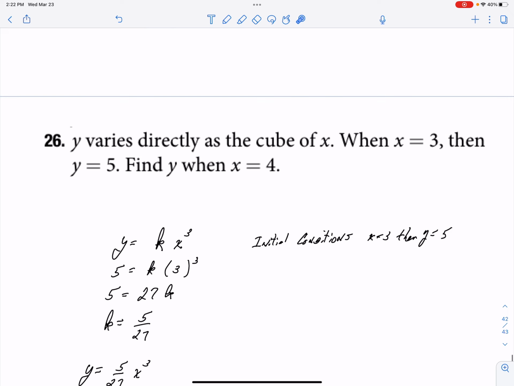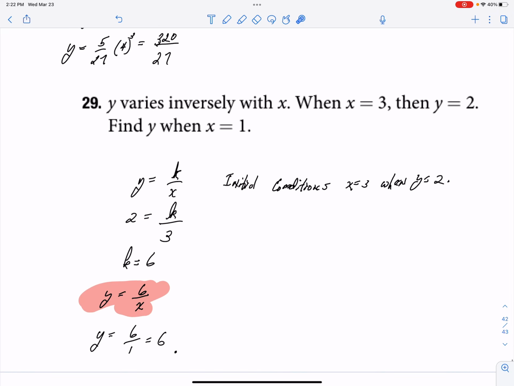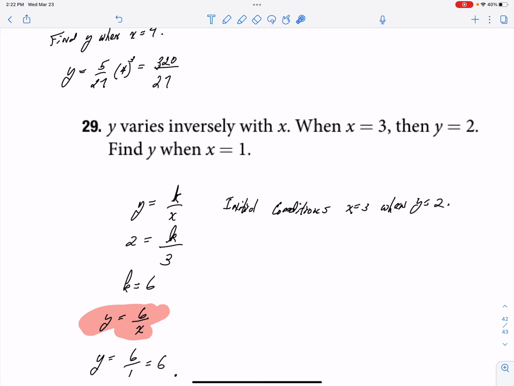Okay, so that gives us an example of how we can solve for the constant k and how we can find other pieces of information from the original problem. Now let's do an inversely proportionate. So suppose y varies inversely with x. What does that mean? Well, varies inversely means y is equal to k divided by x. So I write down that equation, y is equal to k divided by x. Now the initial conditions tell us that when x is 3, y is 2.